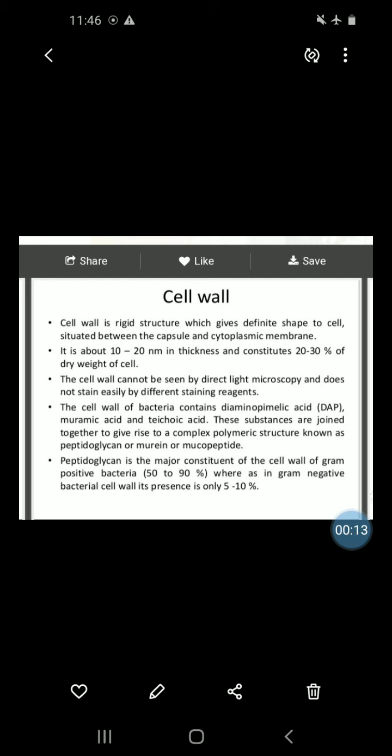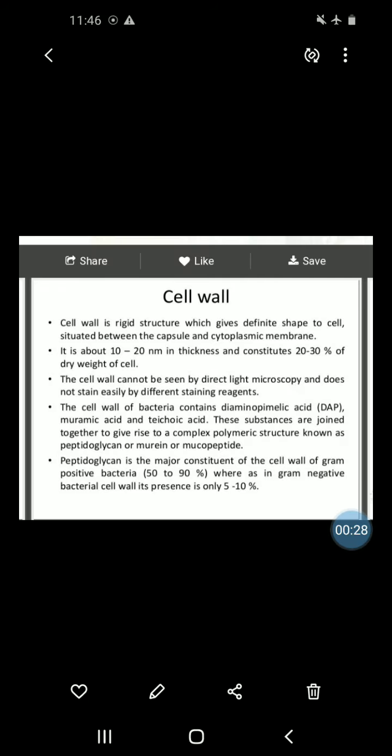Next part: in the structure of bacteria, the cell wall is also present. We will see the description of the cell wall. So, what is the cell wall? It is a rigid structure which gives a definite shape to the cell. It means the shape of bacteria is due to the presence of the cell wall.